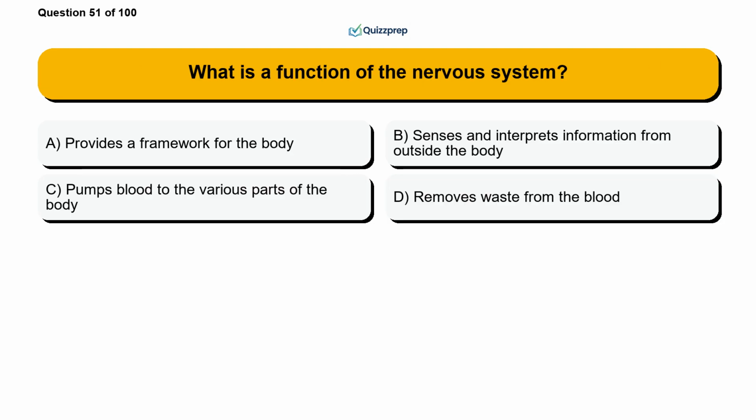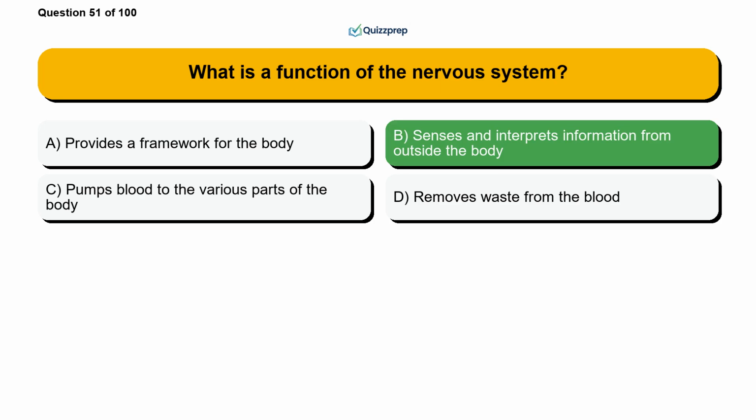Question 51. What is a function of the nervous system? Option A. Provides a framework for the body. Option B. Senses and interprets information from outside the body. Option C. Pumps blood to the various parts of the body. Option D. Removes waste from the blood. The correct answer is option B. Senses and interprets information from outside the body.